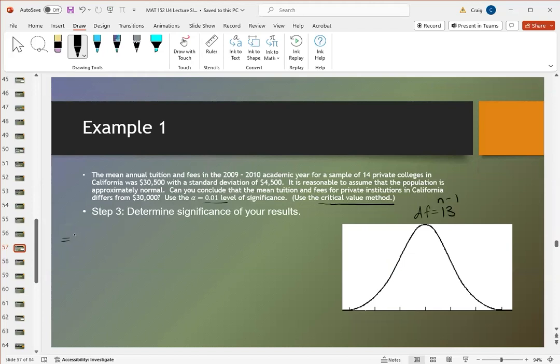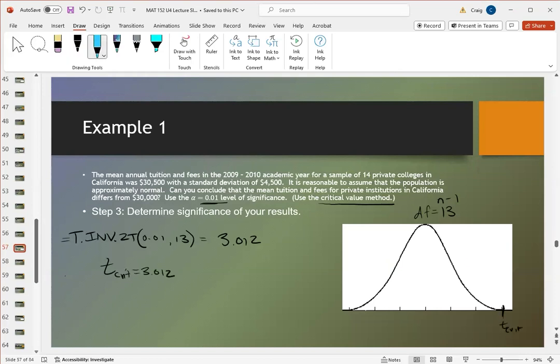And so in Excel, we can type equals T.INV.2T, and then the probability and the degrees of freedom. And this should give us our critical t. So the critical t value is 3.012. And so this comes from Excel. And so that means way out here.